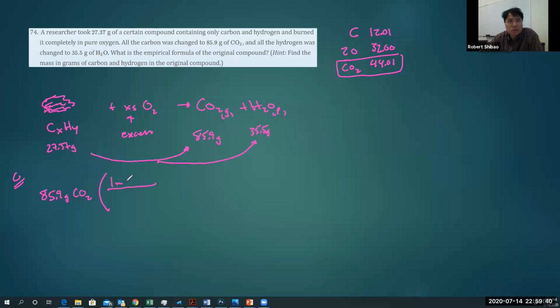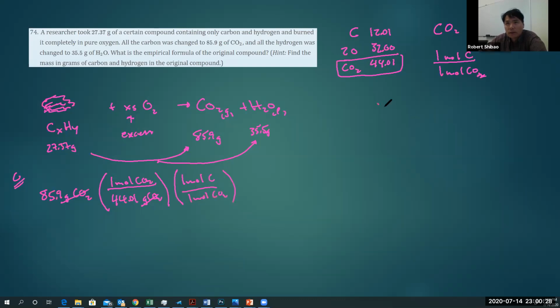And so what I'm going to do here is I'm going to go 1 mole of CO2 weighs 44.01 grams of CO2. So the grams of CO2 cancels out. That leaves me with moles of CO2. Now I'm going to use the formula ratio here. For every CO2, we have 1 carbon. And so what I can say is that I have 1 mole of carbon atoms, or 1 dozen carbon atoms, for every 1 mole of CO2. So every CO2 has 1 carbon. Okay, and so that's what I'm going to do here. I'm going to go 1 mole of carbon for every 1 mole of CO2.